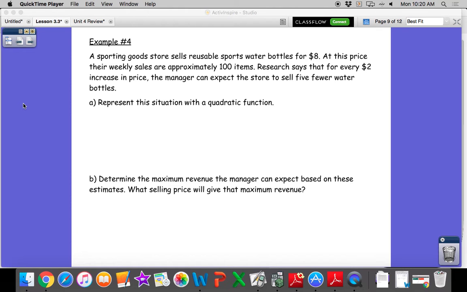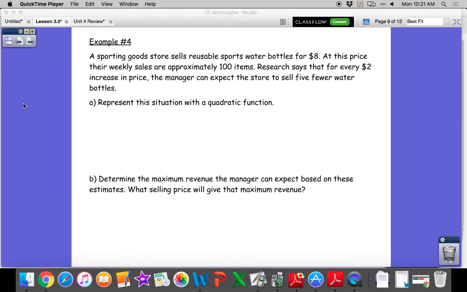A sporting goods store sells reusable water sports bottles for $8. At this price, their weekly sales are approximately 100 items. Research says that for every $2 increase in price, the manager can expect the store to sell 5 fewer water bottles. We need to write a quadratic function to represent this.